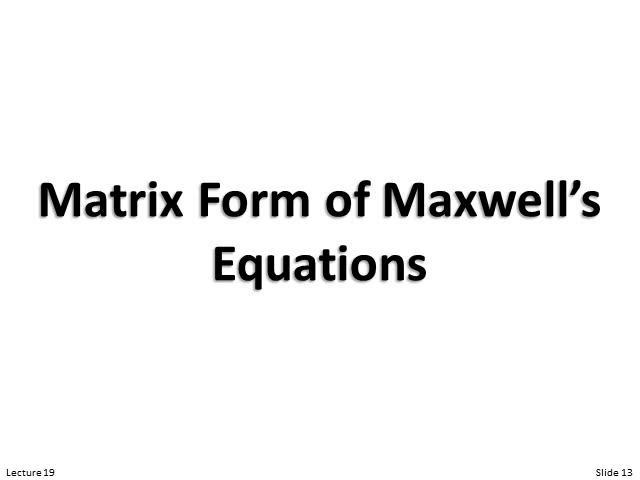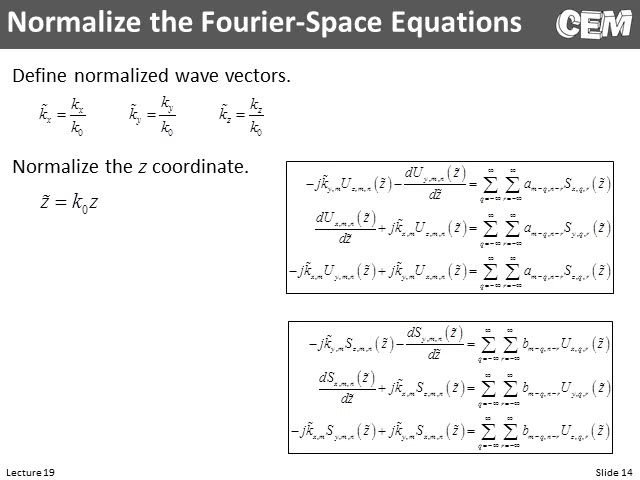Okay, so each one of those equations will be written once for every spatial harmonic in the expansion. And of course, this large set of equations we can put into matrix form. So this next section of notes is talking about how to do that. Before we do that, we are going to normalize our wave vector.